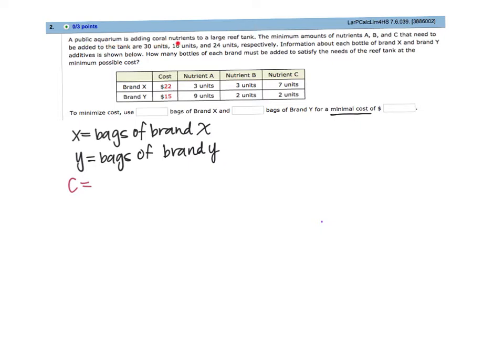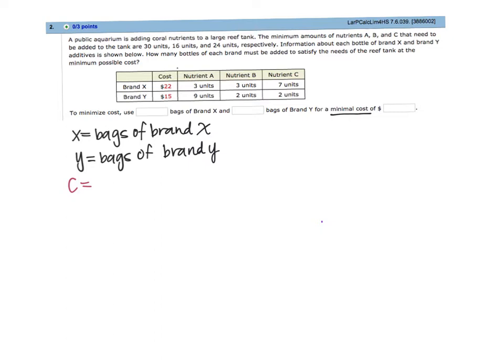Public aquarium is adding coral nutrients to a large reef tank. I'm looking for something with cost or something with brand X and brand Y. The minimum amounts of nutrients A, B, and C that need to be added are 30, 16, and 24. Information about each bottle of brand X and Y is shown below. How many bottles of each brand must be added to satisfy? So I'm going to use the table to create my equations.